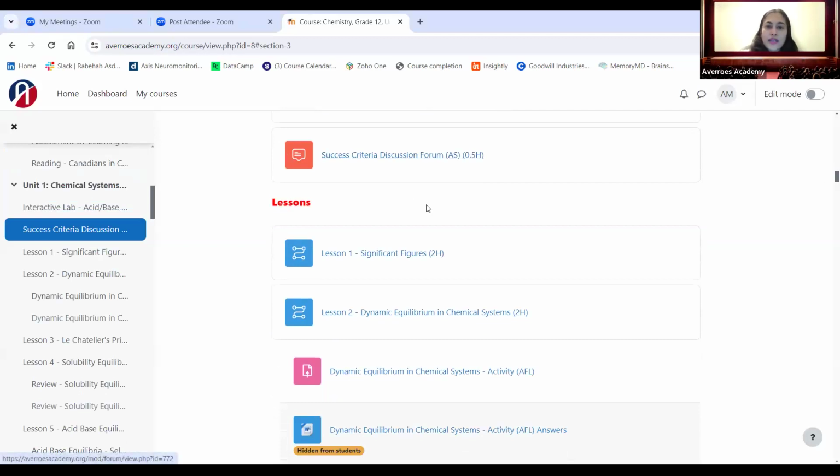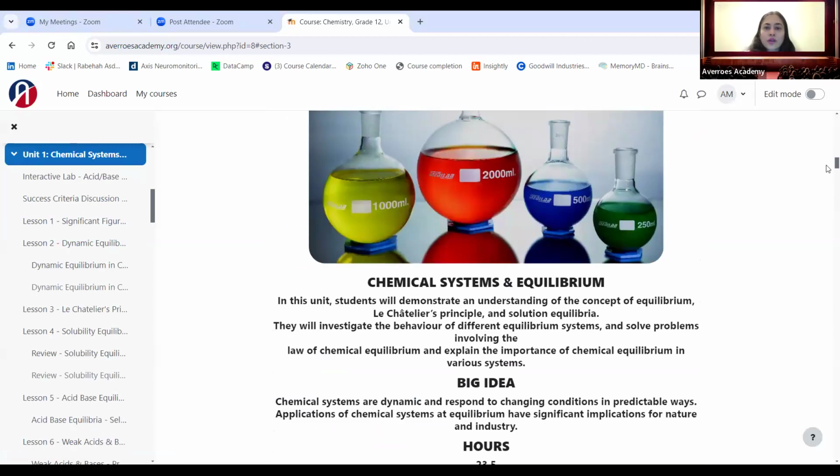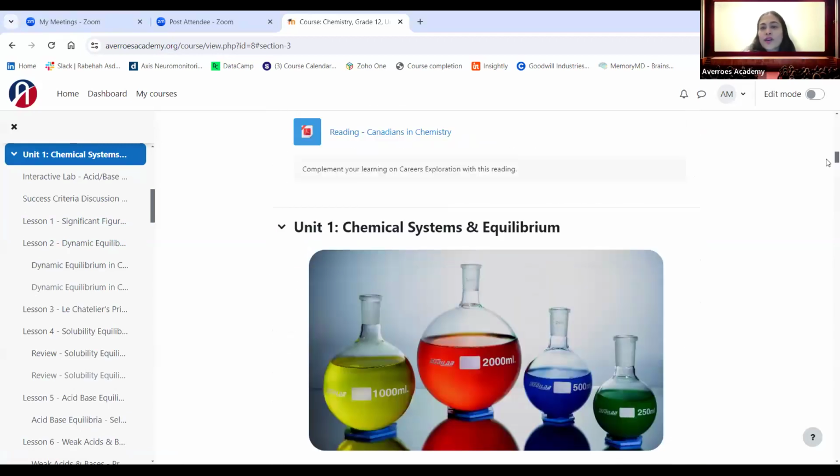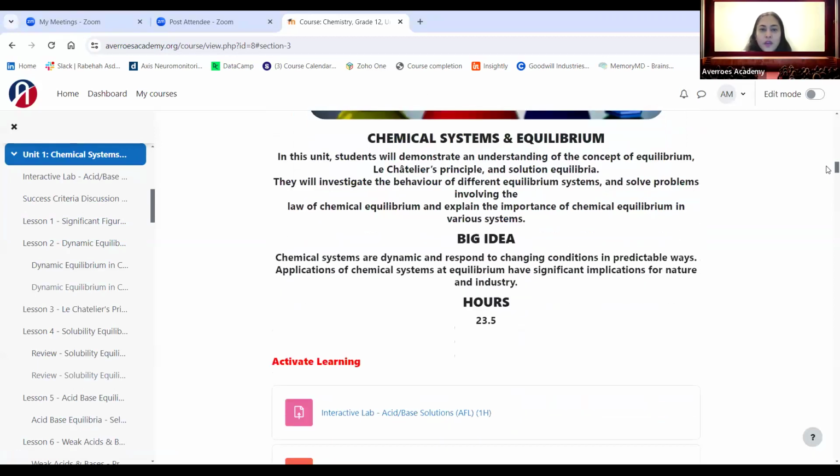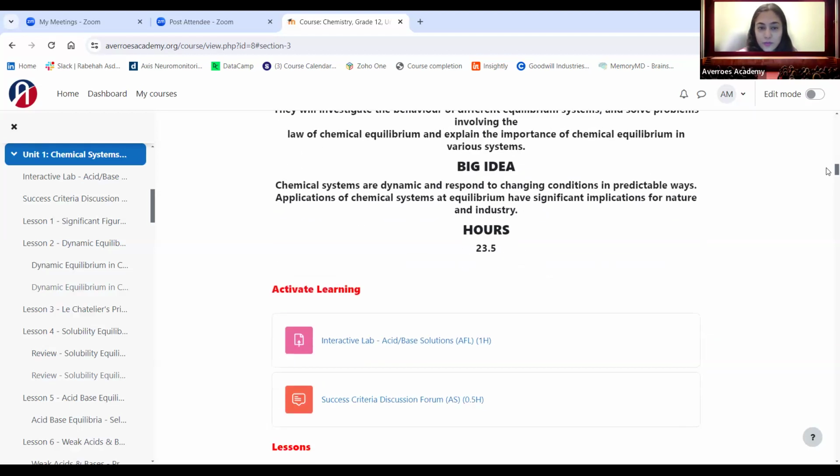So we have now our lesson. We're going to go into our actual chemistry lesson. Our Unit 1 is chemical systems and equilibrium. In this unit, we will demonstrate an understanding of the concept of equilibrium, Le Chatelier's principle, and solution equilibria. We will investigate the behavior of different equilibrium systems and solve problems involving the law of chemical equilibrium and explain the importance of chemical equilibrium in various systems.